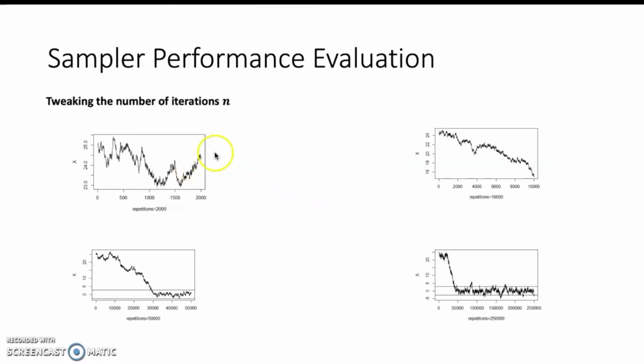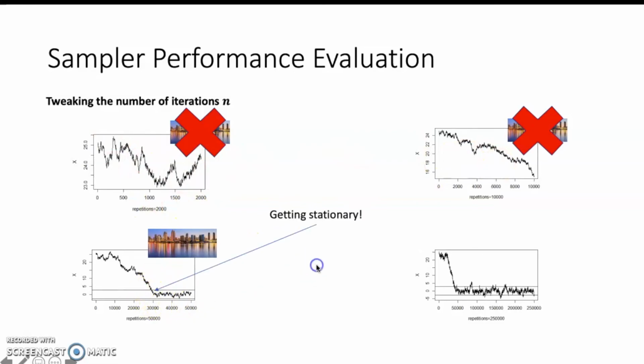Here we tweak the number of iterations. We use 2,000, 10,000, 50,000, and 250,000 as our iteration numbers. The first one is not stationary at all, and the second one, no. The third one is getting stationary, and the fourth one is stationary.